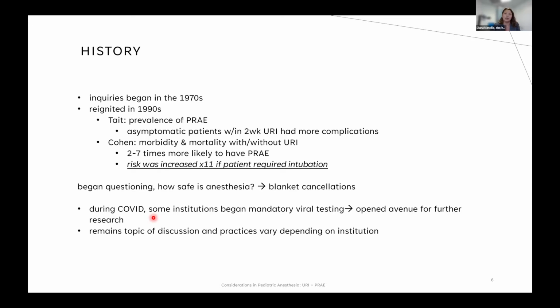But since the pandemic, mandatory viral testing during the pandemic opened up another avenue for further research. We had to screen a bunch of people, not only for COVID, but for other respiratory viral illnesses as well. And that has opened up a lot of data in the past couple years. So it remains an important topic of discussion, mostly because these practices for how to manage and what the anesthetic plan is really varies from institution to institution.